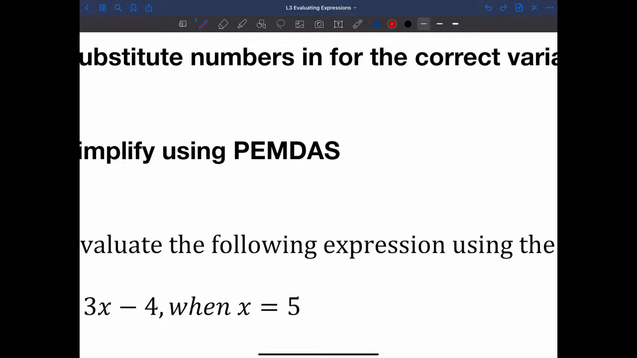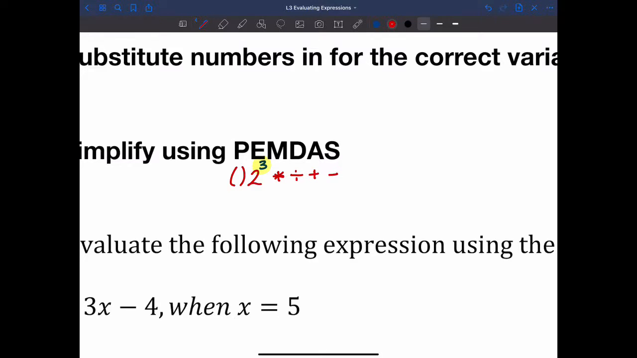Just in case you forgot, P stands for parentheses. Take care of anything in the parentheses first. E is for exponents. So if I had 2 to the third, what we're worried about right there is that 3, that's the exponent. M is for multiplication, D is for division, A is for addition, and S is for subtraction.